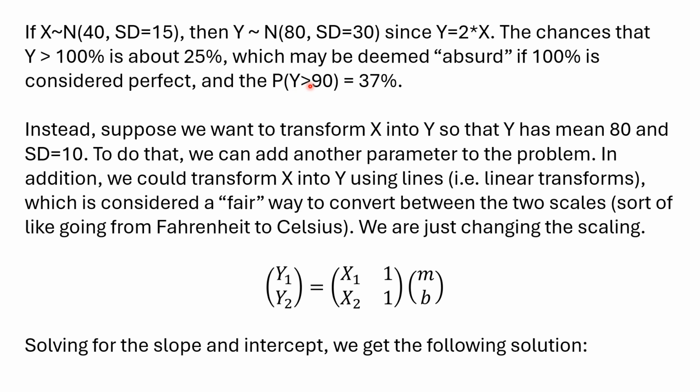if 100% is considered to be a perfect score. And the person only has to score greater than 90%, in which case the chance of this adjusted score being greater than 90 is 37%. So instead, suppose we want to transform the X's into the Y's so that, again, Y has a mean of 80, but we want its standard deviation to be 10. To do that, we can add another parameter to the problem. In addition, we could transform the X's into the Y's using linear transformations, which is considered to be, quote unquote, a fair way to convert between the two scales.